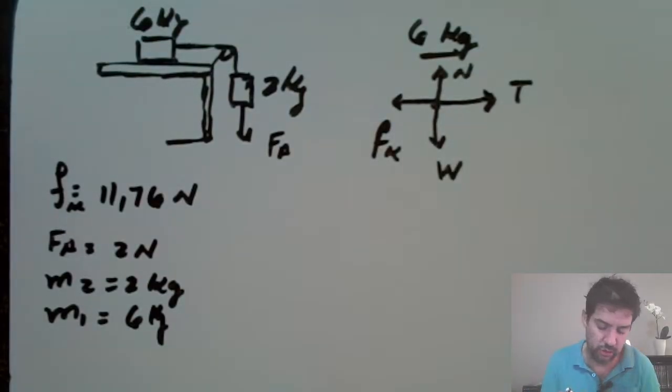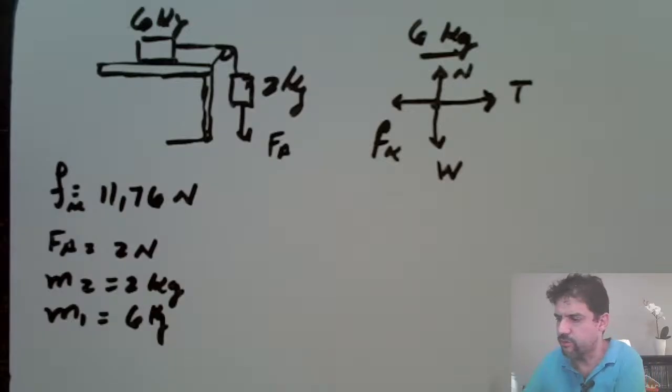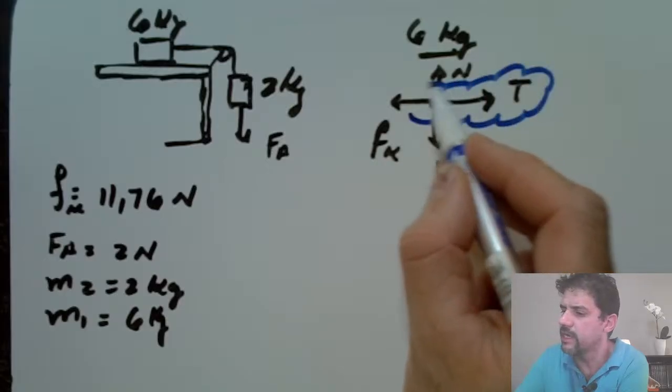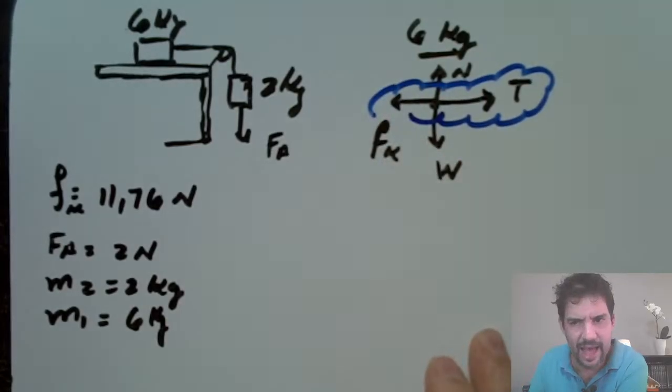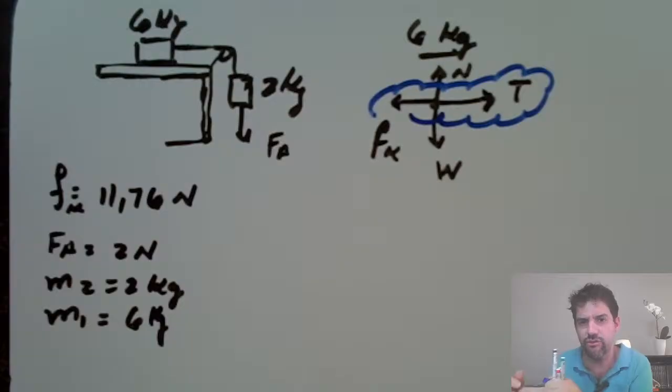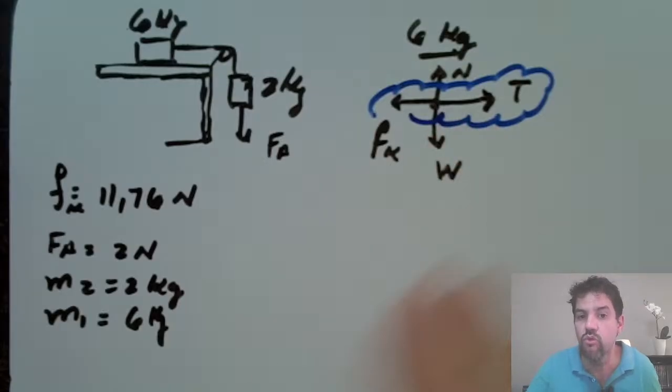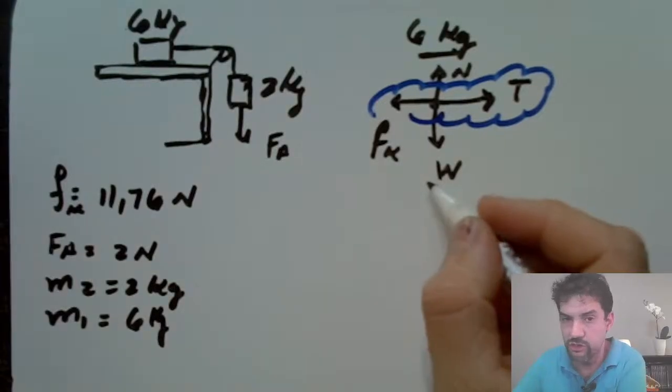Now, the acceleration. We are going to calculate it in the x-axis because the object is moving in the x-axis. All right, so the acceleration is going to be on the x-axis, and that is very important because you need to know what forces are acting on the x-axis. So we're going to start with Newton's second law.